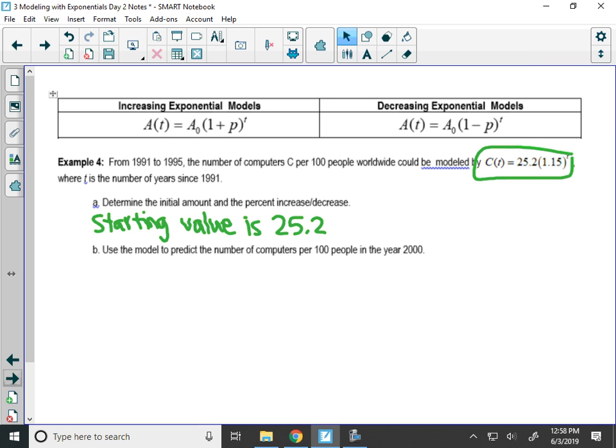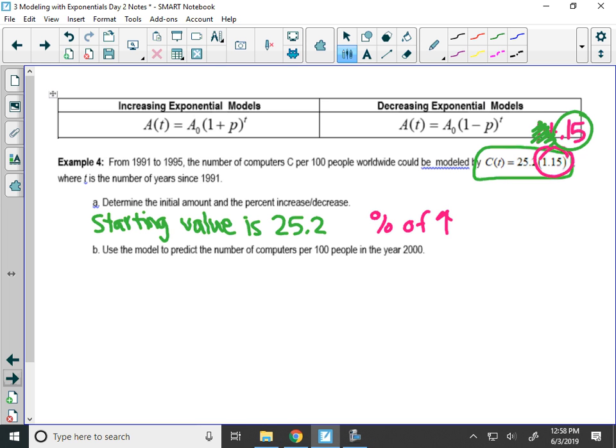Okay? The percent of increase, well, I look at this number here in the parentheses. It's 1.15, which is going up. That's 1 plus 0.15. So if I want to know the percentage increase, I'm going to ignore the 1 and look at the number after the 1, the 0.15, which is increasing, percent of increase, by 15%. If you're having trouble with that, ask your teacher. It's a little bit harder to show on a video, but I can show you pretty easily one-on-one.